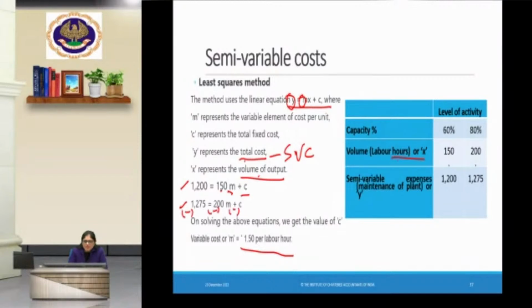This is the way it is done, right? So it will cancel out and now you can calculate. So basically it will be 75 is equal to 50 M. So if you calculate, M will be 1.50 per labor hour. That means 1.5. So if M is 1.5, you can calculate C. You just calculate the value and this way you will get the variable cost separately, and C, you will get the fixed cost also. All right. So this is the way the least square method is used. You can practice it also.